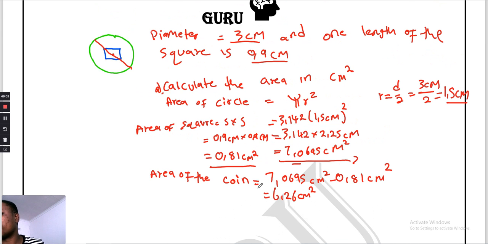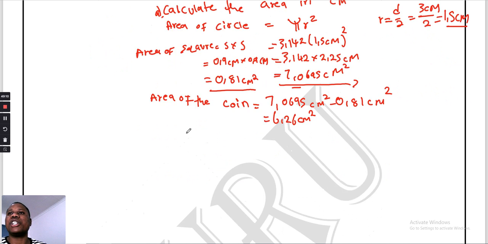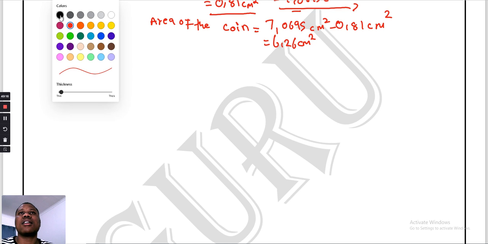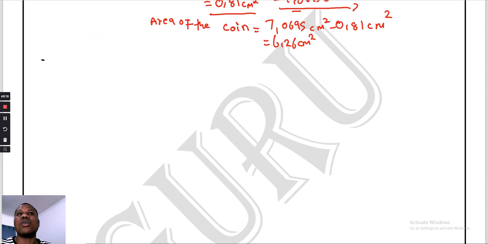Okay, let me look for more combinations. Okay, let me do the last combination of the shapes. Okay, let's say here we have a house. Let me draw the plan of that house. The house takes these shapes.